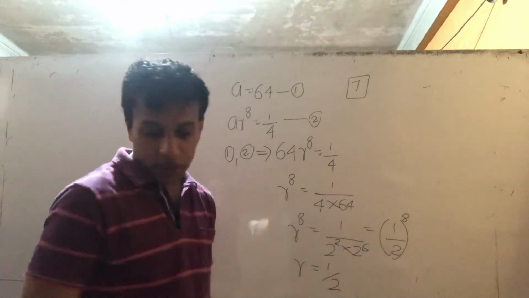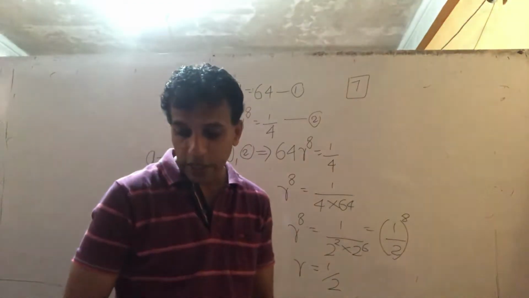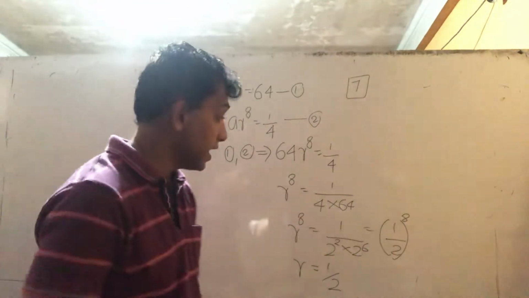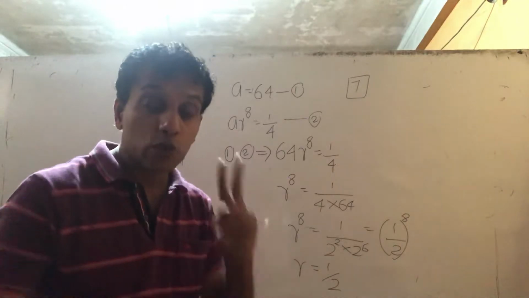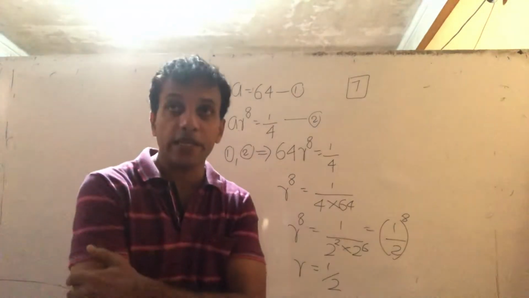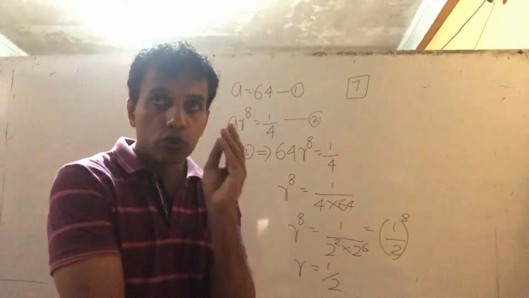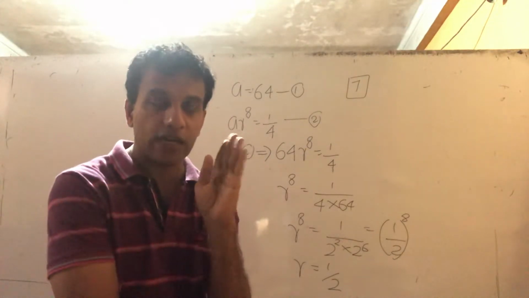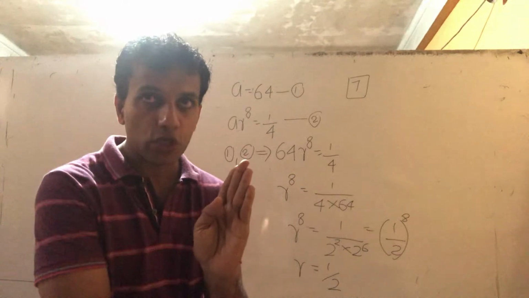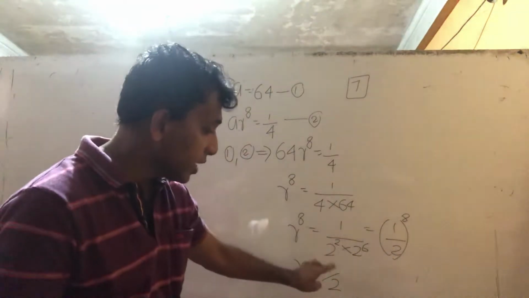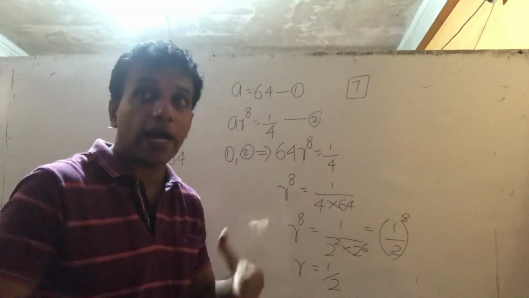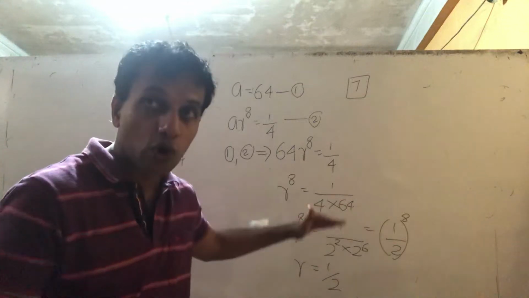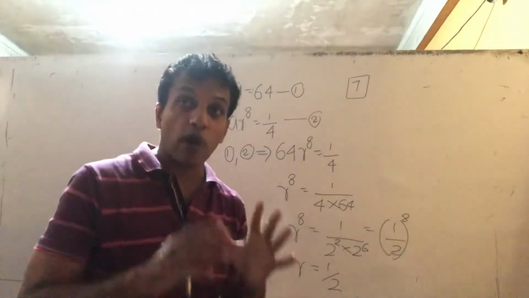The common ratio is half. But the question says show that there are two GPs, two geometric series. For two geometric series, you need two common ratios. But here we see only one common ratio. Then how do we get the other one? Therefore this method is wrong. Now we check why it is wrong.